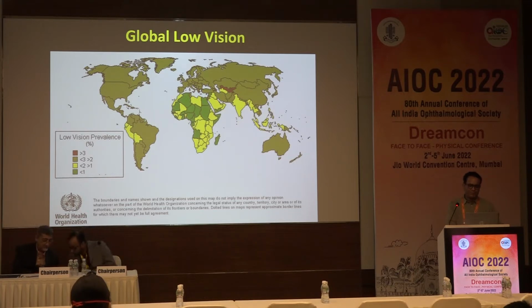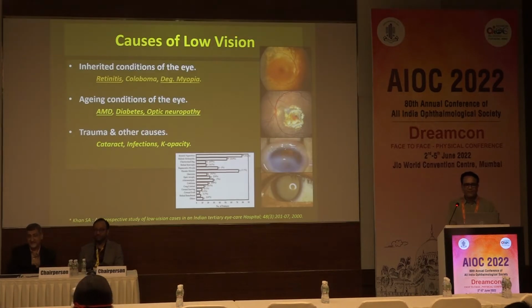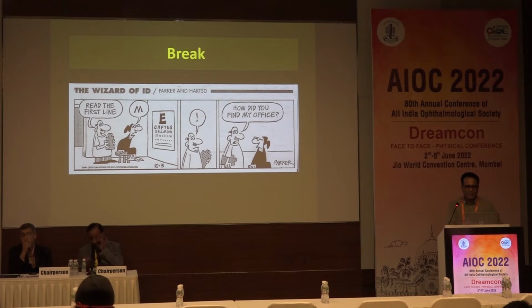If prevalence is less than 1, it is mild, and if between 1 to 2, it is moderate. These are some common causes of low vision, like retinitis pigmentosa, degenerative myopia, age-related macular degeneration, diabetic retinopathy, optic neuropathy, etc. This is the end of my first part, that is epidemiology and definition.